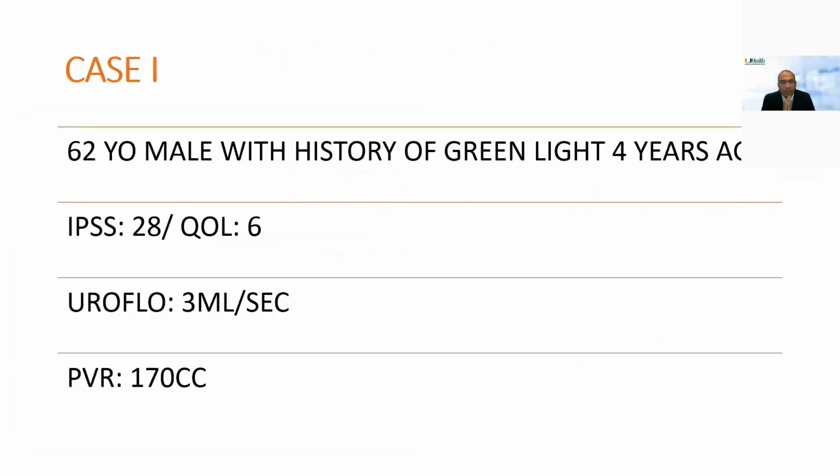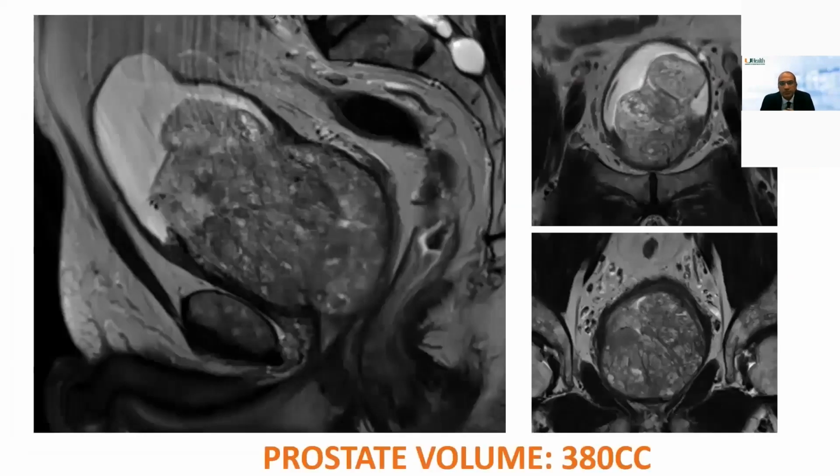I'll share a couple of cases here. Case number 1: a 62-year-old male with a history of GreenLight laser 4 years ago, IPSS 28, quality of life 6, uroflow 3 ml per second, and post-void residual of 170 cc. This prostate is huge, a 380 cc gland with a huge median lobe.